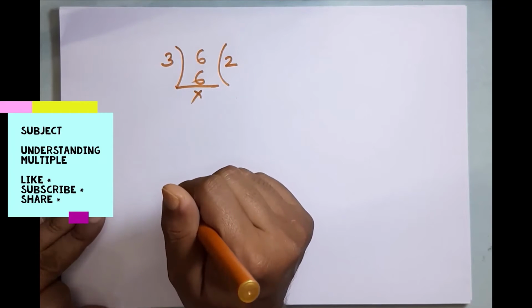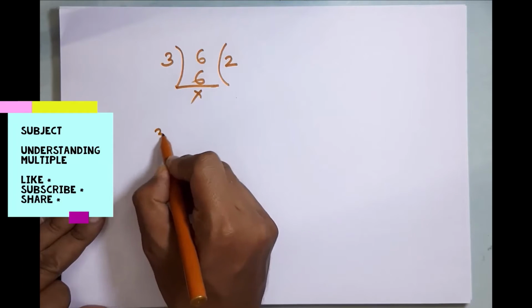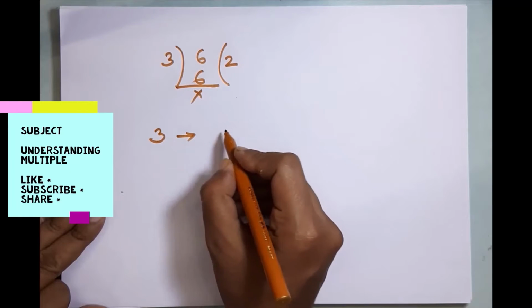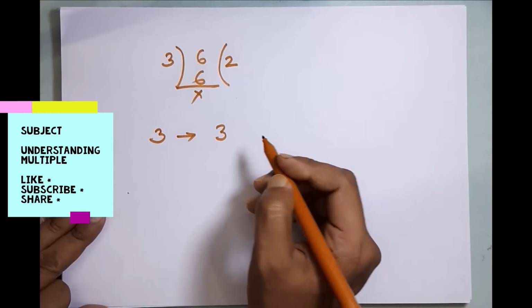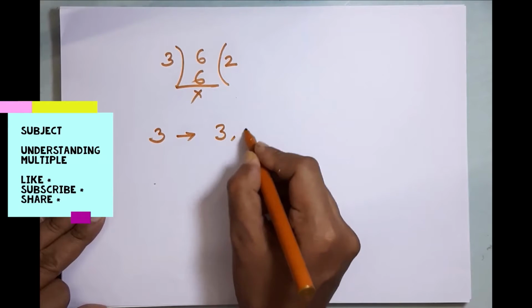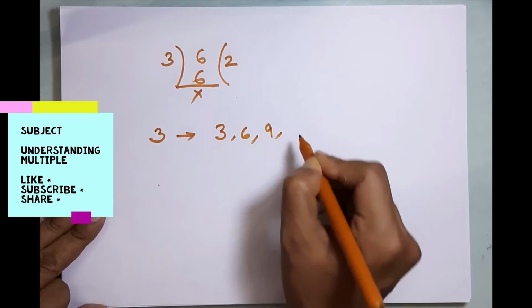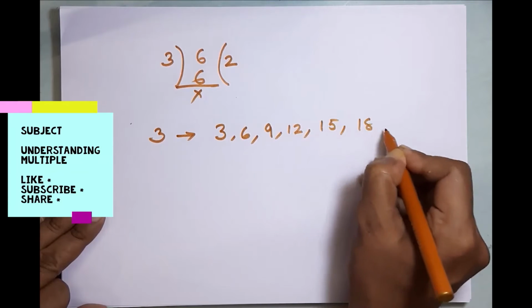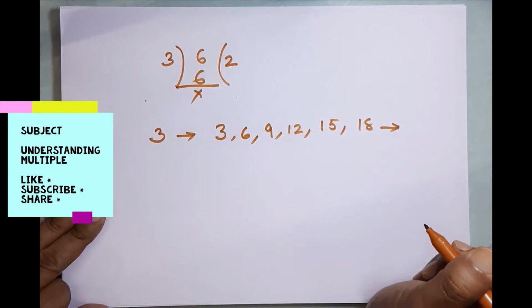Yeah, it is pretty easy, isn't it? So 3 has got multiples. These are the numbers. Obviously 3 is one, because 3 can be divided by 3. So 3 is a multiple. 6 we have already said. 9, 12, 15, 18 and so on and so forth.